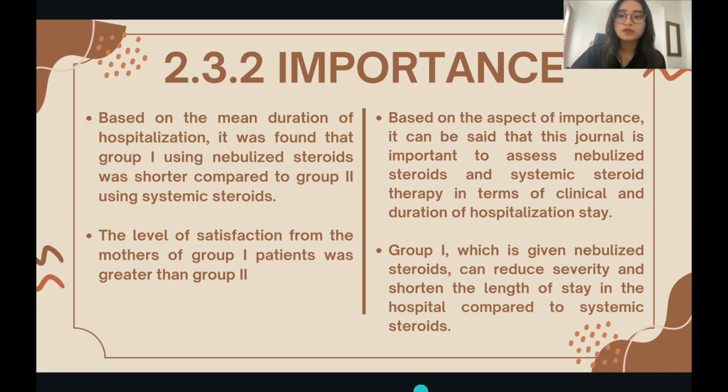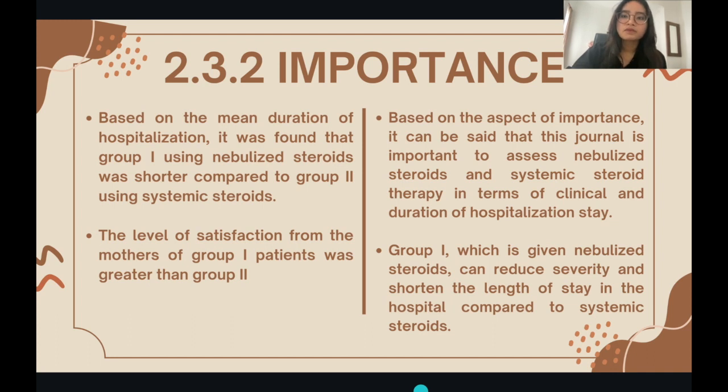So based on the mean duration of hospitalization, it was found that group 1 using nebulized steroids was 1.5 plus minus 3.14 days compared to group 2 using systemic steroids 2.8 plus minus 9.31 days. The level of satisfaction from the mother of Group 1 patients was greater with 27 people compared to the Group 2 with 24 people. So based on the aspect of importance, it can be said that this journal is important to assess nebulized steroids and systemic steroid therapy in terms of clinical and duration of hospitalization stay.